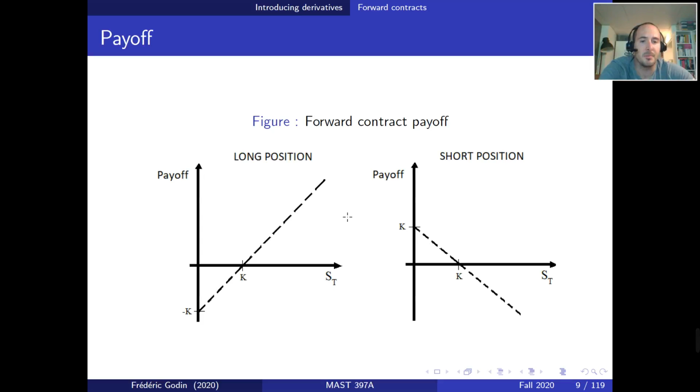Conversely, for the short position payoff, the payoff function is K minus S_T. So if we plot that function, this is simply a straight line starting at K when S_T is equal to 0, and going down with a slope of 1 indefinitely. Okay.